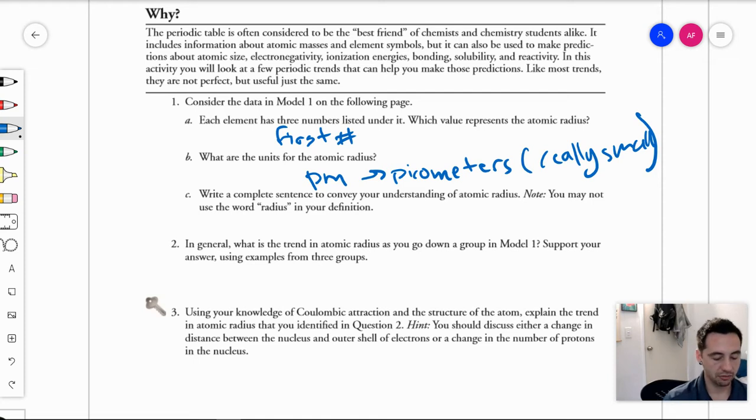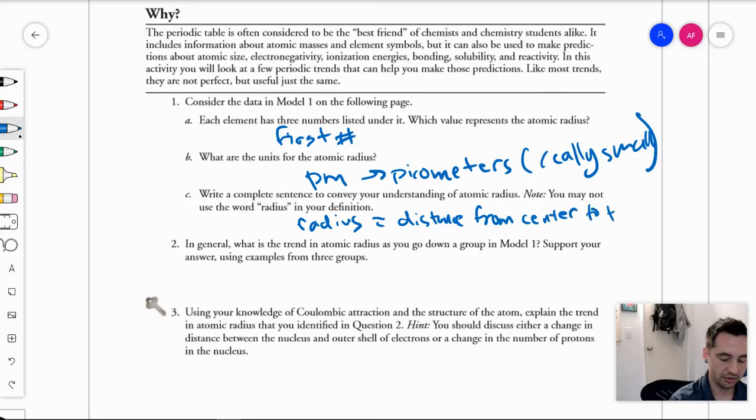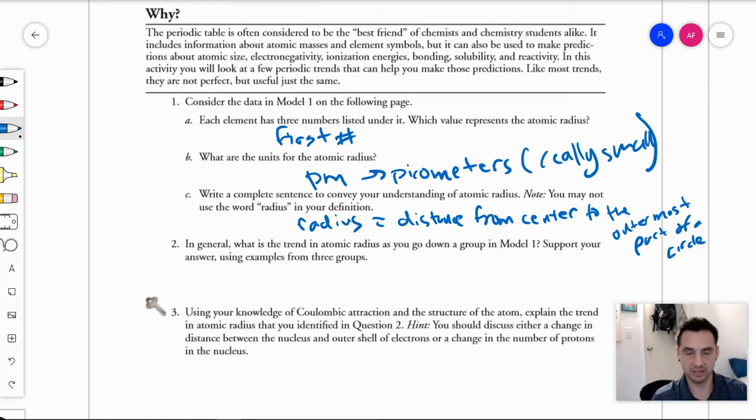Okay, now write a complete sentence to convey your understanding of atomic radius. So what is radius? Radius equals the distance from the center to the outermost part of a circle. So it's the distance from the center to the outermost part of the circle.